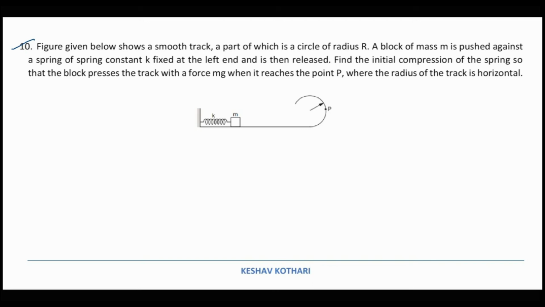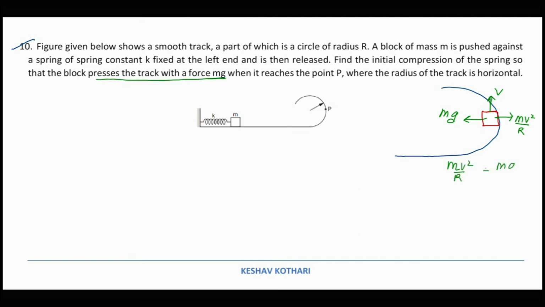So for this particular problem, if I draw the requirement over here, at this point P, when the block reaches over here, it is having an instantaneous speed v. So it will be exerting a force which is equal to mv square by r in this direction, and it is balanced by a reaction force which is equal to mg in the inward direction, as the problem is stating that the block presses the track with a force mg. So if I write this equation, mv square upon r is equal to mg, that is v square is equal to rg.